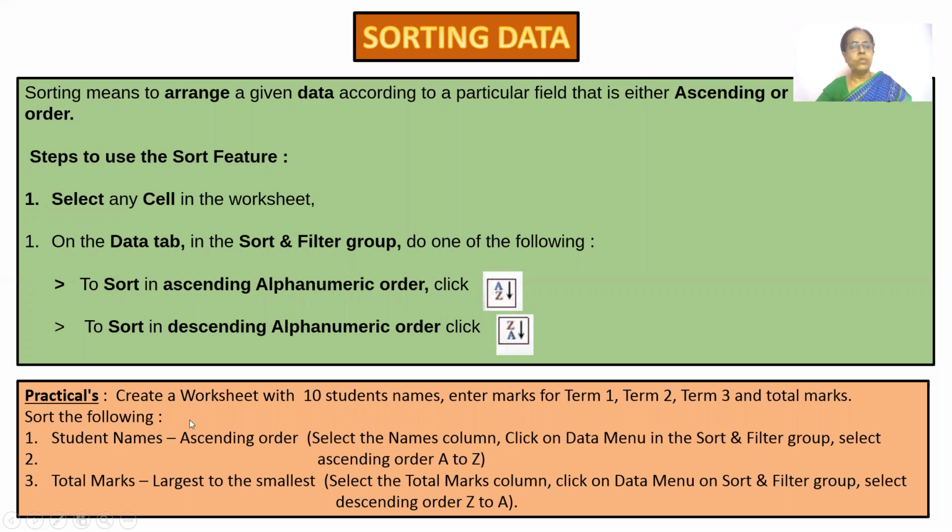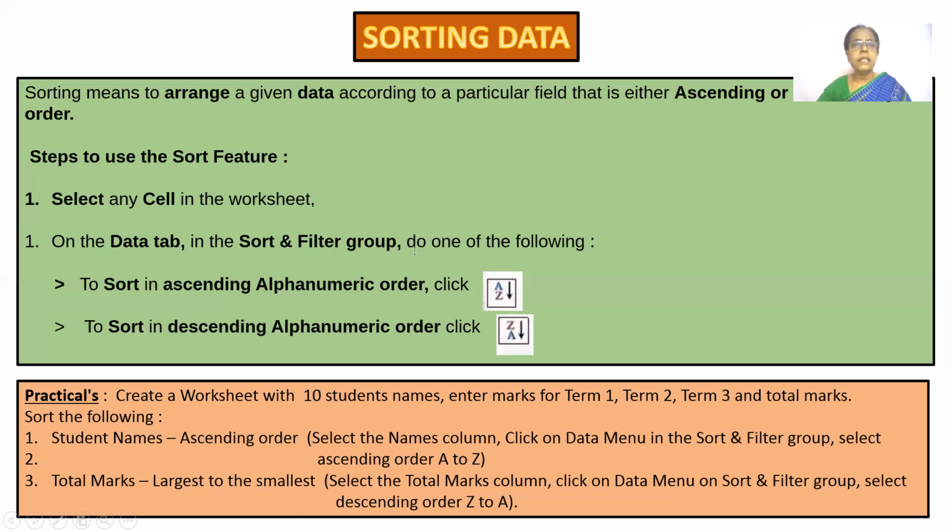There is a practical worksheet for you. Create a worksheet with 10 students' names, enter their marks as term 1, term 2, term 3, and total marks. Now you sort it out. That is, you have to put the student's names in ascending order. Okay, to put the student's names in ascending order, click on the names column, click on the data menu in the sort and filter group, and select ascending order. Then the total marks, arrange it from the largest to smallest. That is, you'll arrange it in descending order.